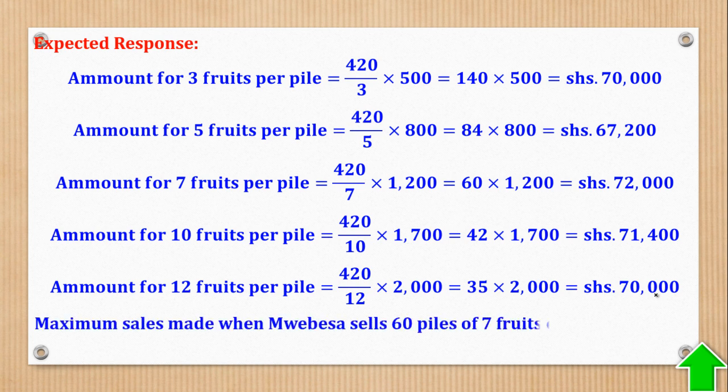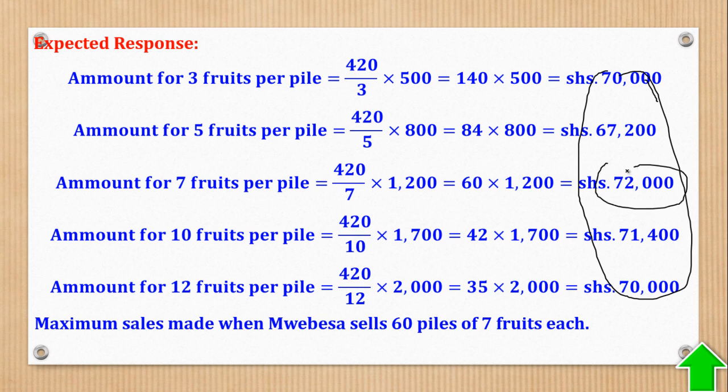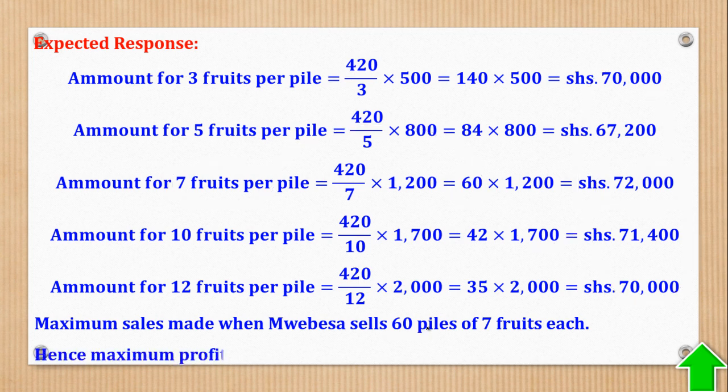That means that now the maximum will be 60 piles. Do you see this? If you look at all these prices, the maximum will be this. And for you to make maximum profit, it means you must make maximum sales. Therefore he'll be selling 7 fruits per pile, and the total number of piles are 60. And basically that is what they wanted.